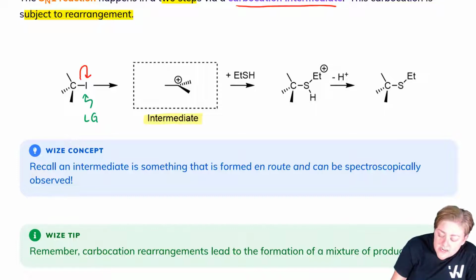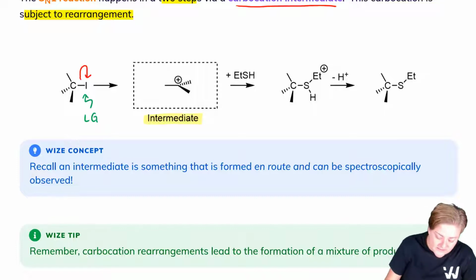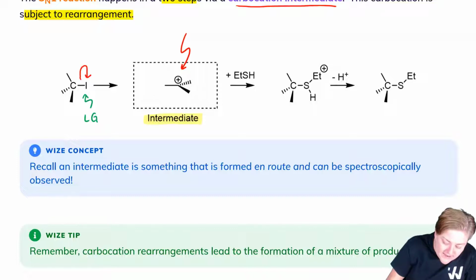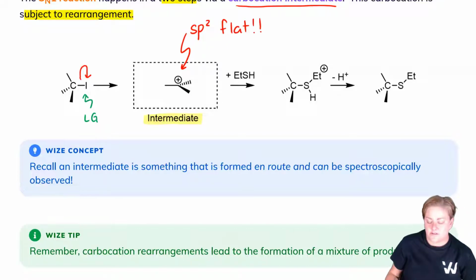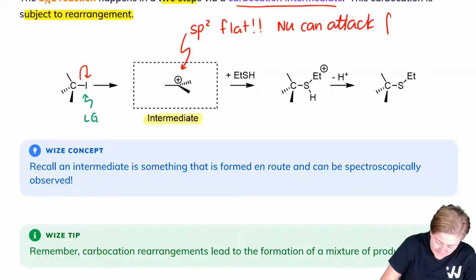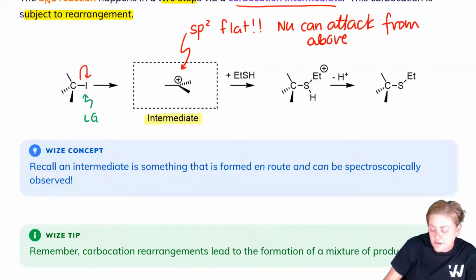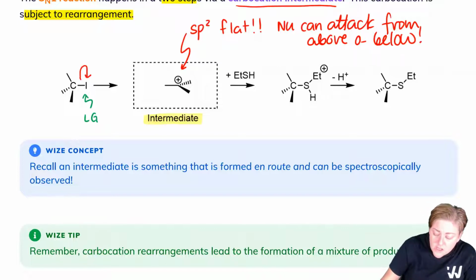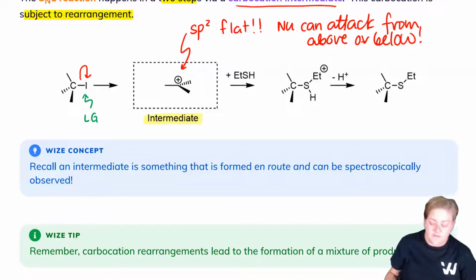Now I want to draw your attention to an important feature of this intermediate. This is a carbocation and it's sp2 hybridized, which means it's flat. Now this is important to us because the nucleophile can attack from above or below. And this will be important when we think about the stereochemical outcome of these reactions. So I can attack from above or below using my nucleophile.